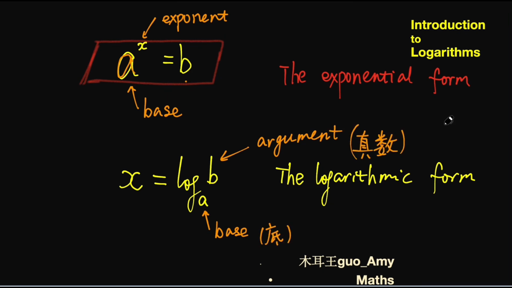By comparing these two forms, we can see the base is always the same, and there is a restriction for the base: base a should be greater than 0, and it cannot be number 1. Also, the argument of the logarithm b should always be positive.